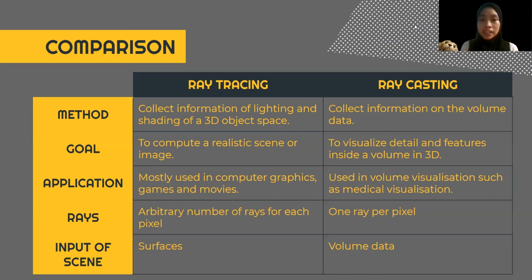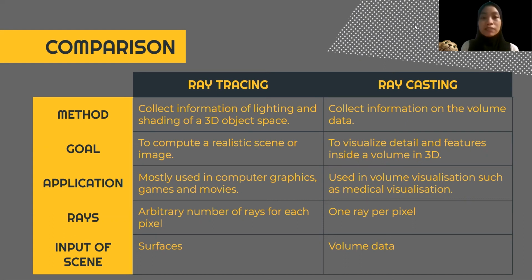Ray tracing is mostly used in computer graphics, games, and also movies. Ray casting is used in volume visualization, such as medical visualization. Ray tracing uses an arbitrary number of rays for each pixel, compared to ray casting, which has only one ray per pixel. After this, I will explain about the rays.